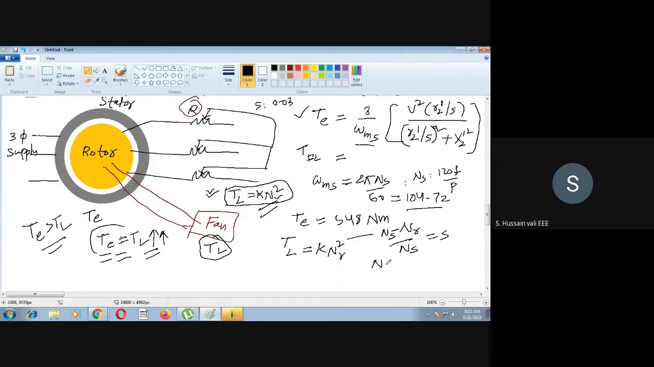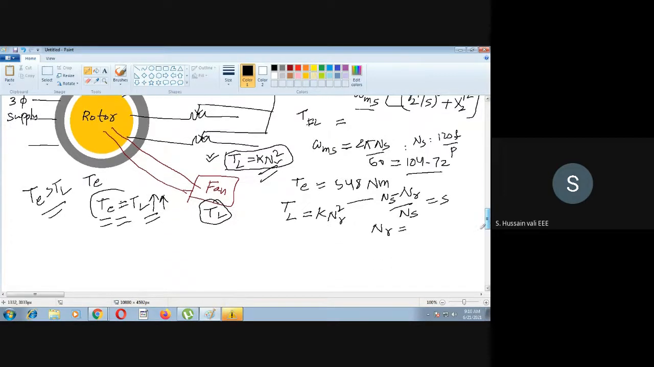So what is the value of nr here? Whatever value you get, simply substitute the nr here. Then what about the load torque? I told you already that in equilibrium condition both are the same. Anyhow, we'll find out nr first of all. So 0.03 is equal to 1000 minus nr by ns, that is 1000 once again.